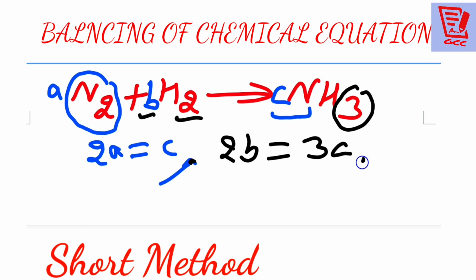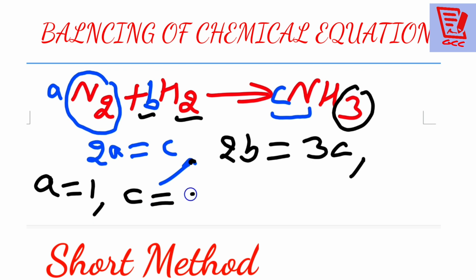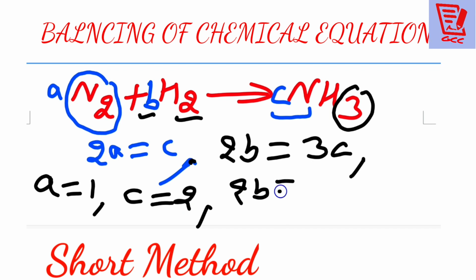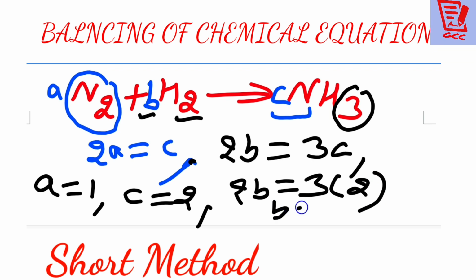Now what we can do? Now any of the number A, B, C, we can consider as 1. Let it be A is equal to 1. If A is equal to 1, then what to do, beta? Here C value will be, yes, C value will be 2. And same way, if the C value will be 2, please put it over here to calculate the value of B. 2B is equal to 3 into 2. So what it will become? B will be equal to, yes, 3.